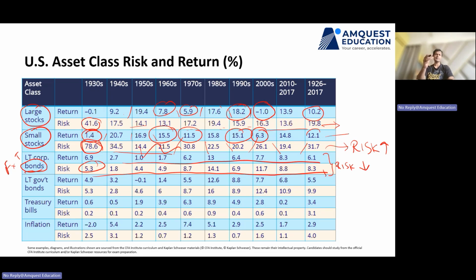Clear? Government bonds, even lesser risk because they're secured by the treasury. Look at the risk: 5, 2, 4, 6, very small. Look at returns. Returns also are very negligible, around 5 to 6, but they are low. Correct? Obviously, treasury bills are even better because these are secured by the government of the country, the US government.